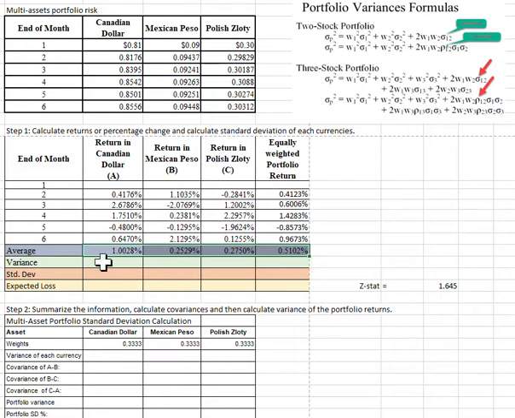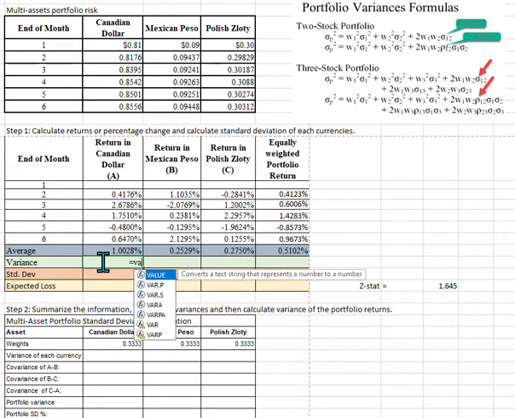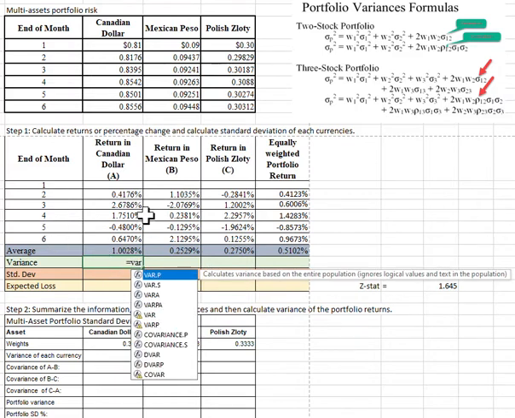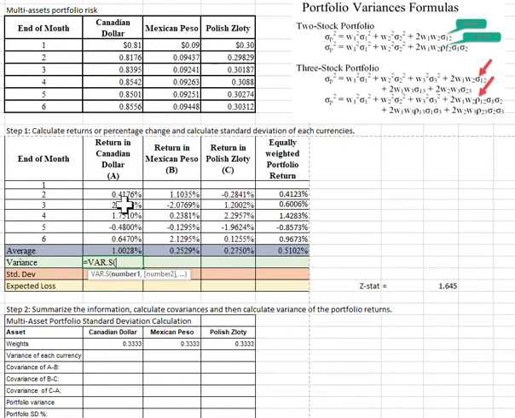To calculate the variance, we can do equals VAR, for variance. This is not the population, this is a sample, which is a small size sample. So we're going to do VAR.S, select these values, and close the parenthesis. Now this is the variance, and I don't want to put the variance in percentage. This one is just a number. Now let's drag the formula for the first, second, and third currency.